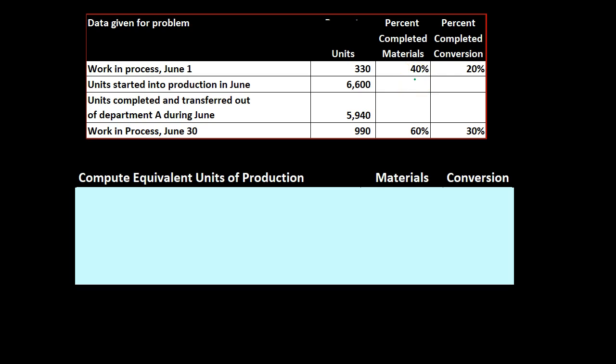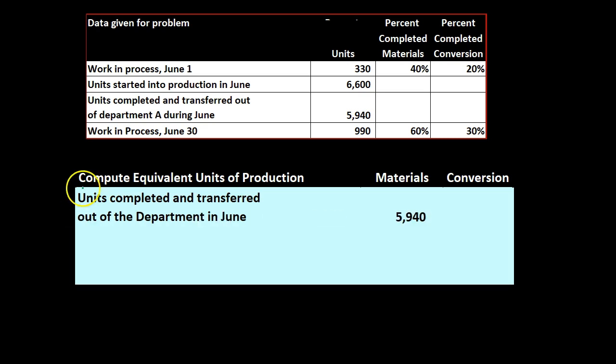So note that in practice, we would have to use some type of estimate to come up with these percentages. If you're asking where did you come up with these percentages, they're usually given in a book problem. In practice, of course, we would have to take the trade that we are in and then determine what an appropriate percentage for the unit completion would be, given the practice of that trade or business. So then we're going to have the computation of the units of production. We're going to have the units completed and transferred out of the department in June. That's going to be the 5,940 for the materials. So we're talking about the materials.